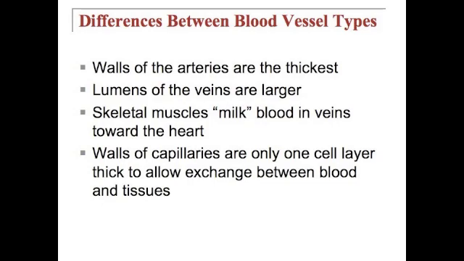Differences between blood vessel types. Walls of the arteries are the thickest. We said that on the previous slide. The lumens of the veins are larger. So there's something we didn't mention. Skeletal muscles, quote-unquote, milk blood in veins toward the heart. Walls of capillaries are only one cell layer thick to allow exchange between blood and tissues.